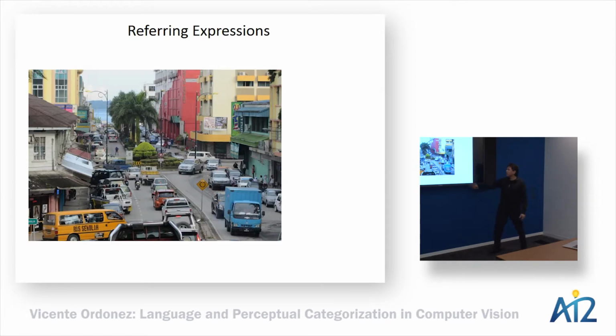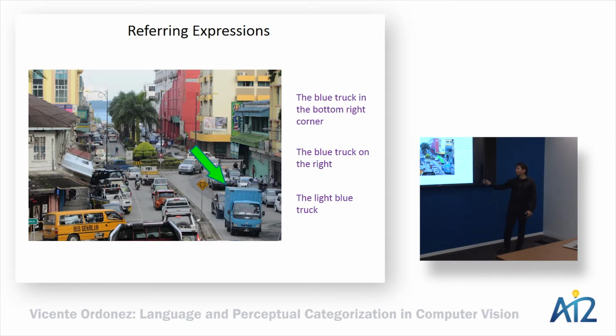Referring expressions, okay. So we have this image here. We ask people to describe this object, and this is what we get: the blue truck in the bottom right corner, the blue truck on the right, or the light blue truck. And the interesting thing is that with only three examples, you already start to see some patterns. Color seems to be important. They mention blue. Location seems to be somewhat important. And if we hide the arrow again, we can find back where the object was. And so this allows us to collect a huge data set of images with referring expressions, because now we can easily ask somebody else to verify the expressions.